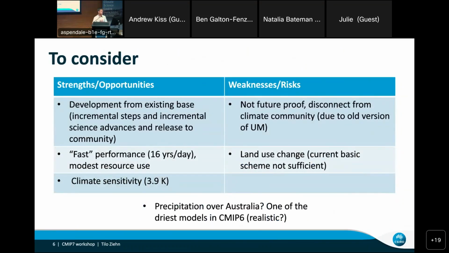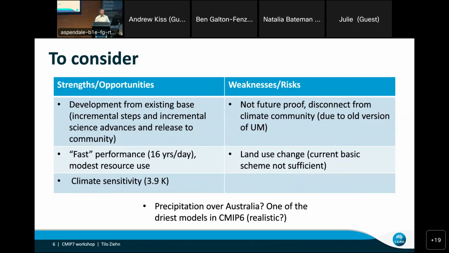Some things to consider here. I listed some opportunities and risks. So we are developing from an existing code base, which means we can make incremental steps, incremental science advances, and we can release that in a timely manner to the community as well. I already highlighted the fast performance of the model, 16 simulation years per day. It's not really fast, but it's a lot faster than what we get with CM2 at the moment, and the climate sensitivity.